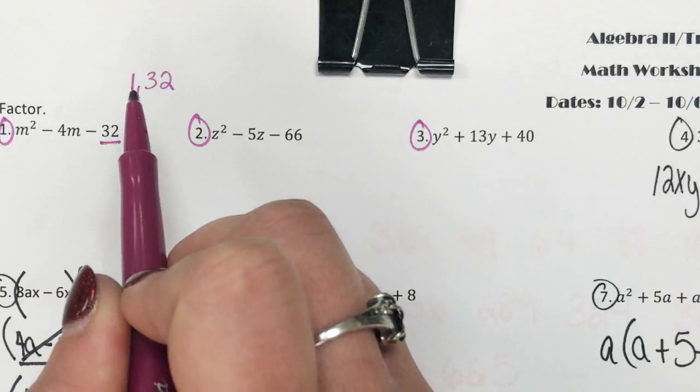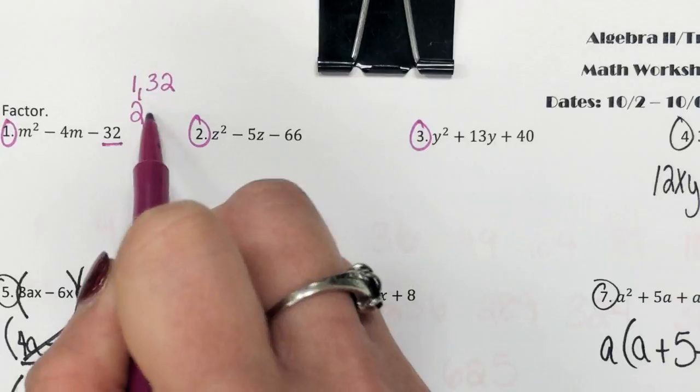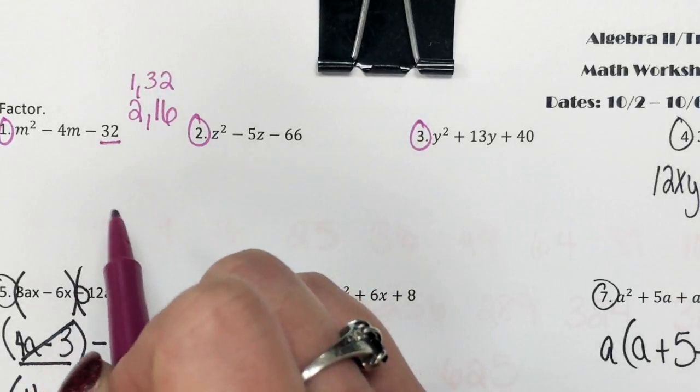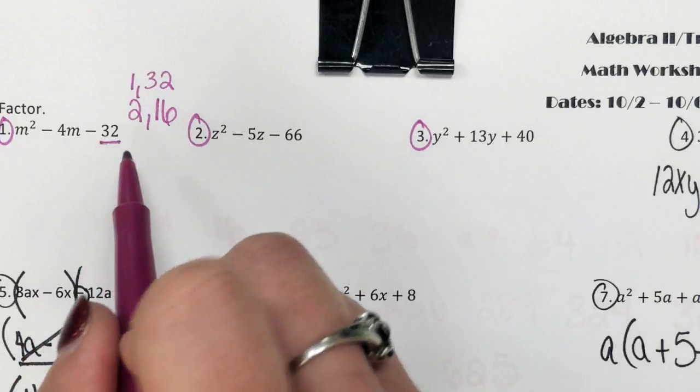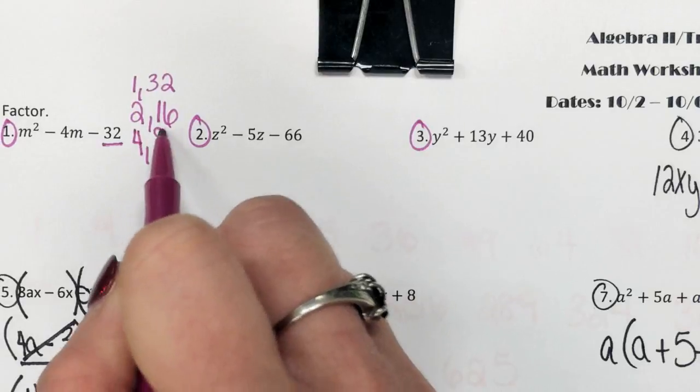Guys, what comes after 1? 2. Does 2 go into 32? Yes, 2 and what? 16. All right, what about 3? Go in order so you don't miss one. Does 3 go into 32? No. What about 4? Yeah, 4 and what? 4 and 8.